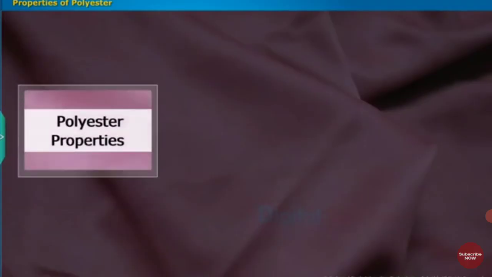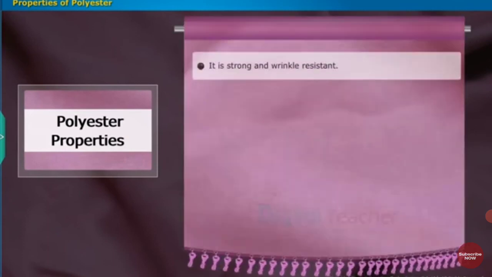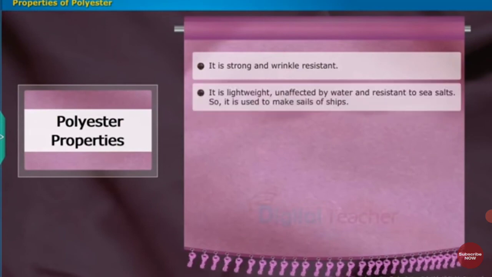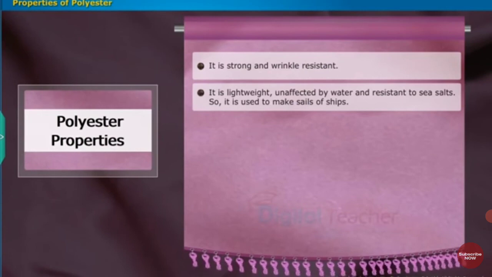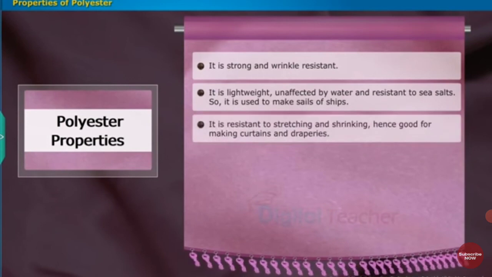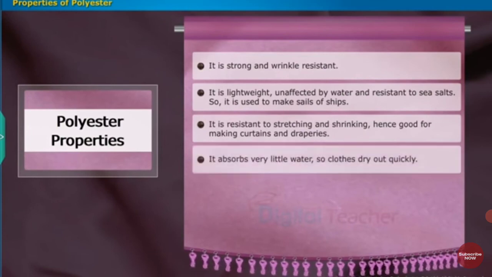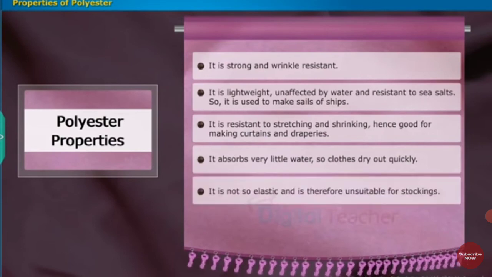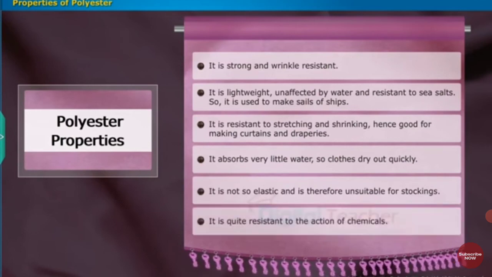Now, we discuss the properties of polyester. It is strong and wrinkle resistant. It is lightweight, unaffected by water, and resistant to sea salts. So, it is used to make sails of ships. It is resistant to stretching and shrinking, hence good for making curtains and draperies. It absorbs very little water, so clothes dry out quickly. It is not so elastic and is therefore unsuitable for stockings. It is quite resistant to the action of chemicals.